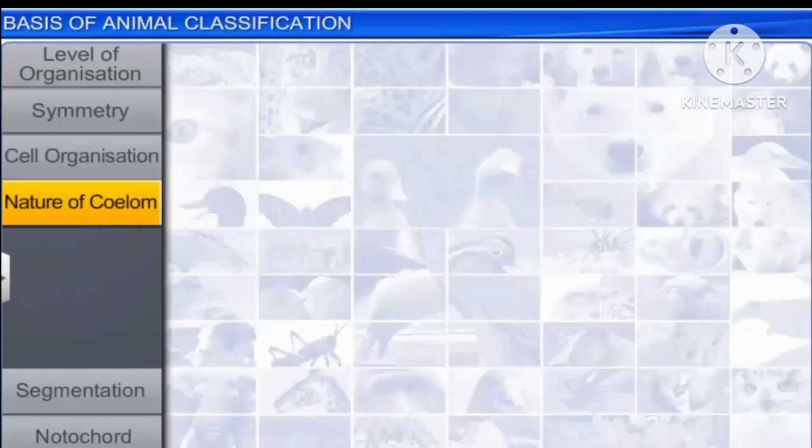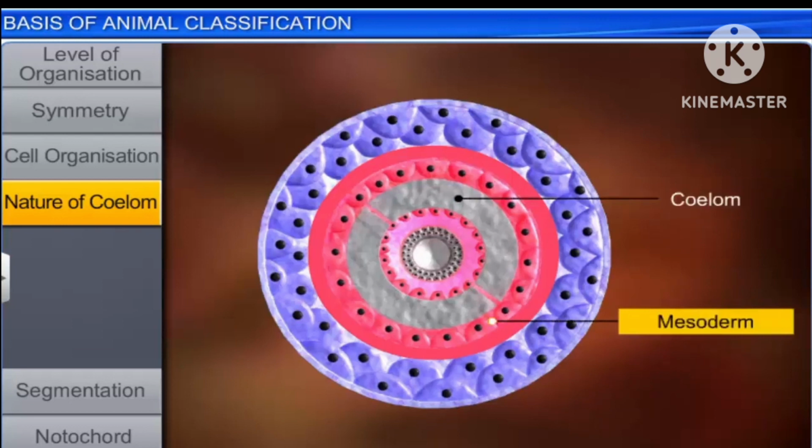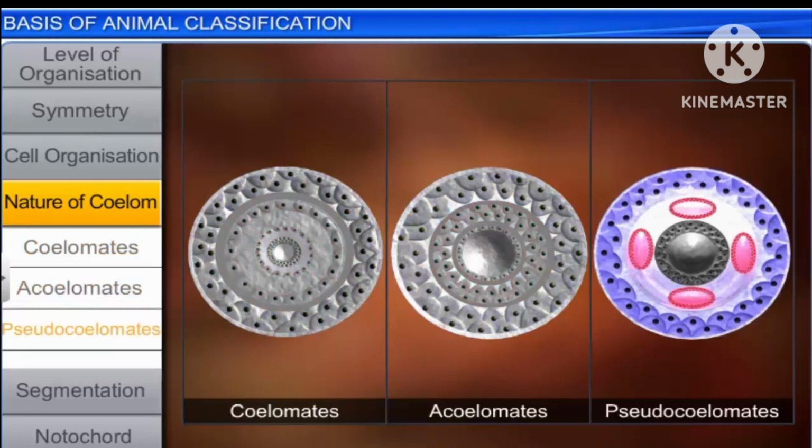The fourth important feature by which animals are classified is the nature of coelom. The coelom is the body cavity lined by mesoderm. The presence or absence of this cavity helps classify animals. There are 3 categories: coelomates, acoelomates, and pseudocoelomates.